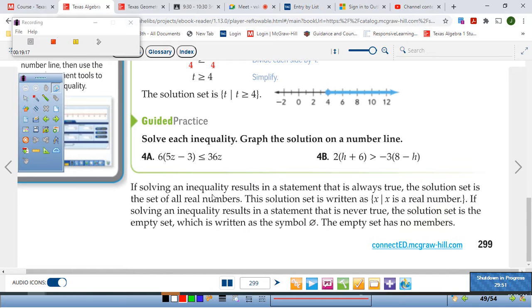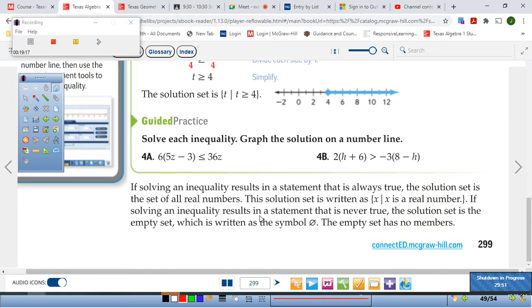Okay. If solving an inequality results in a statement that is always true, the solution set is all real numbers. It means it's always going to work, so you can put any number there. The solution set is written as X is the answer, or the set of X such that X is a real number.